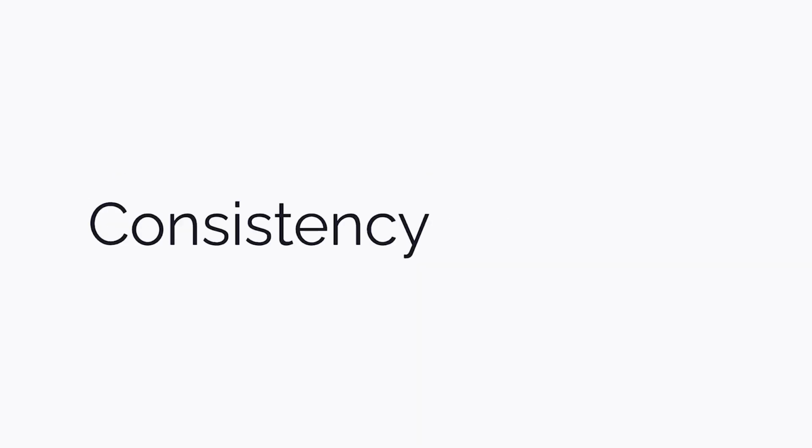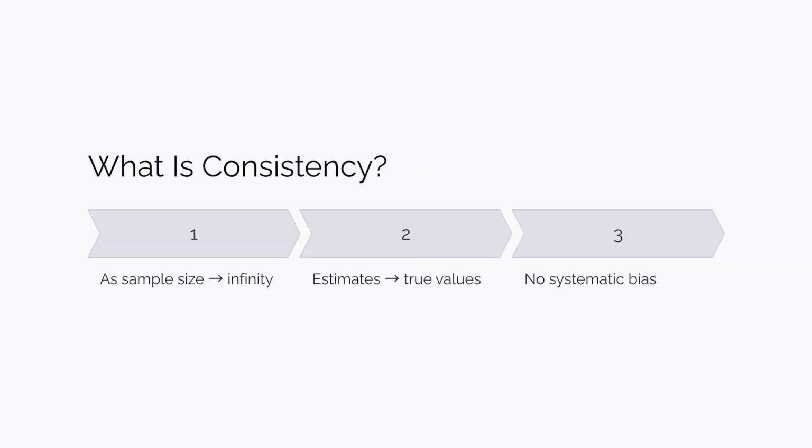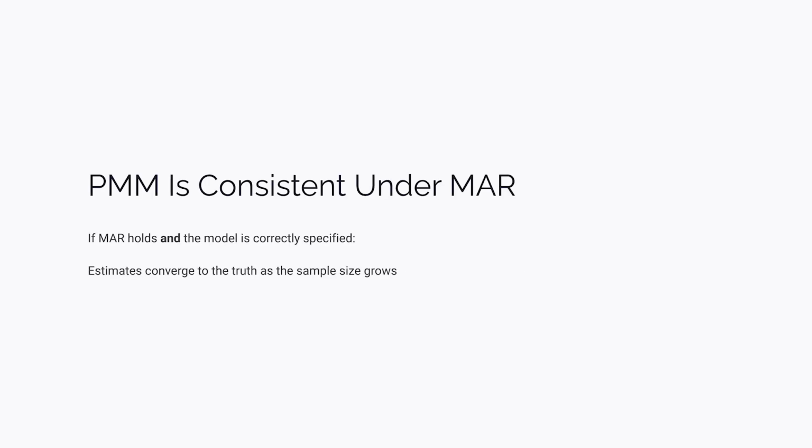If MAR holds and the regression model is correct, PMM produces consistent estimates. As sample size grows, estimates converge to true values.